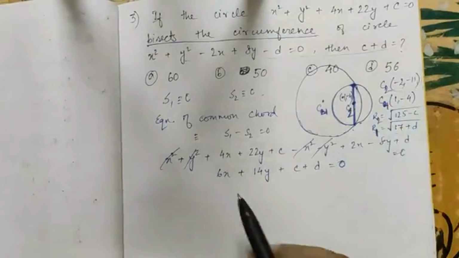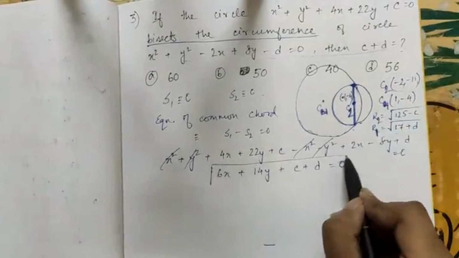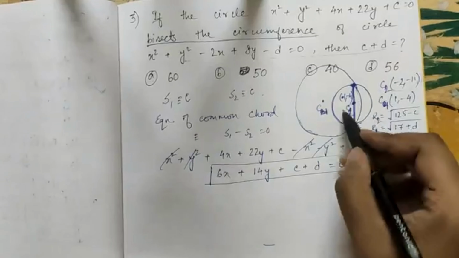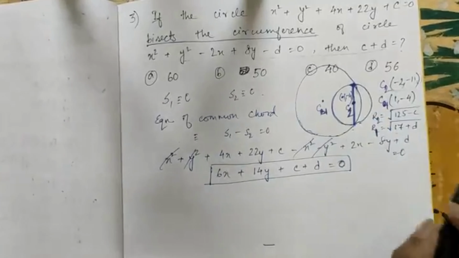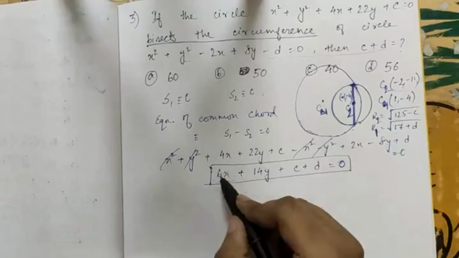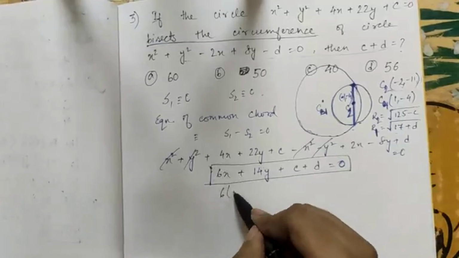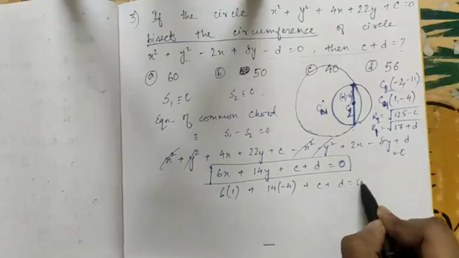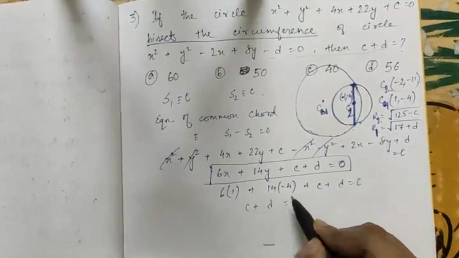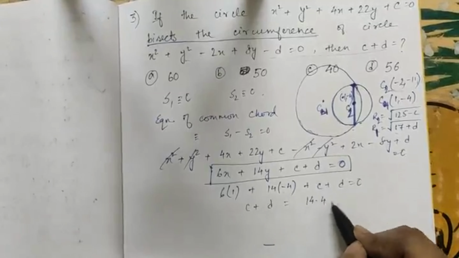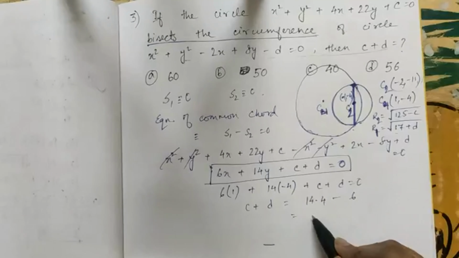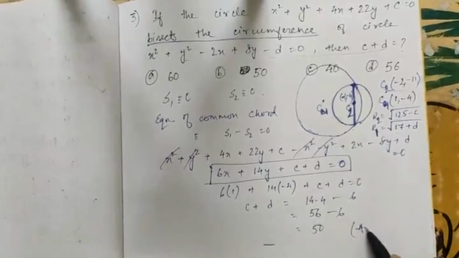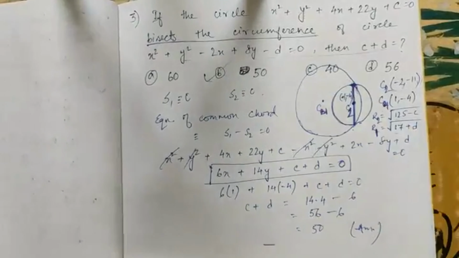So can we say that the equation of the common chord that I have got will pass through the center of this circle, 1 comma minus 4? Yes, of course I can say. Then let me get it. In 6x, in place of x it will be 1 plus 14 into minus 4 plus c plus d equal to 0. Then c plus d will be equal to 14 into 4 minus 6. So 14 into 4 is 56 minus 6 is equal to 50. 50 will be the answer. Okay, option B is the correct answer.